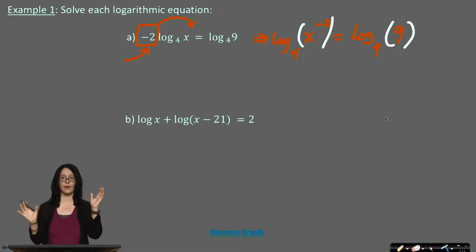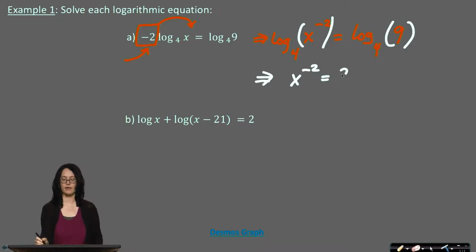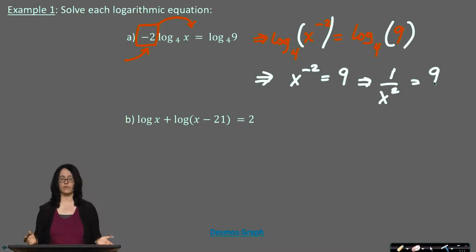If these two sides of the equation are truly equal, because you have the same base and a coefficient of 1, the arguments are the same. So that would mean I'd have x to the negative 2 must equal 9. Okay, but what does a negative exponent really mean? That's right, they're reciprocal. So this is saying 1 over x squared gives me 9. Now, if you don't know how to solve this type of equation, it's called a rational equation. You can look up videos on the internet if you need help solving these.